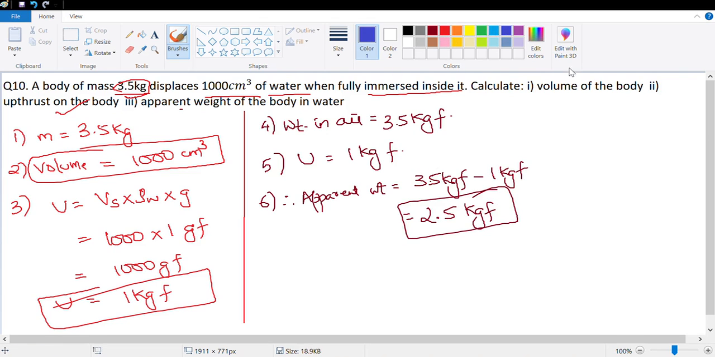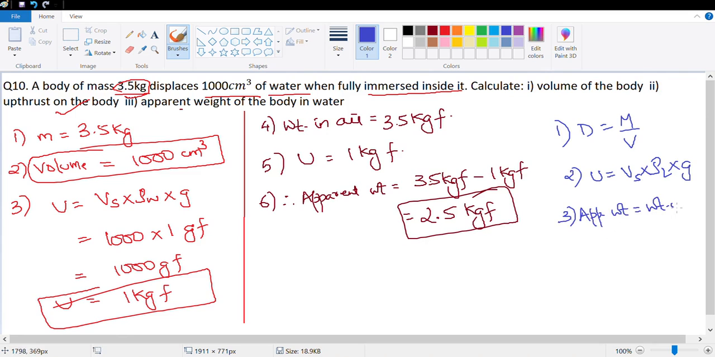Points to keep in mind from this exercise: density is equal to mass upon volume. Next, upthrust is equal to volume of solid multiplied with density of liquid into gravity. Number 3, apparent weight is equal to weight in air minus weight in liquid, whichever liquid or fluid we are talking about. And I hope you remember the conversions of Newton to gram force and kilogram force.